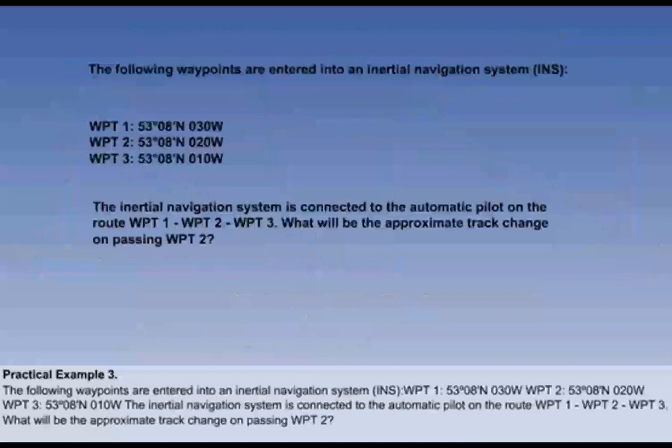Now, a more practical example. Look at this question. The following waypoints are entered into an inertial navigation system. Waypoint 1 is 5308 north and 30 west. Waypoint 2 is 5308 north and 20 west. Waypoint 3 is 5308 north and 10 west. The inertial navigation system is connected to the automatic pilot on the route waypoint 1 to waypoint 2 to waypoint 3. What will be the approximate track change on passing waypoint 2?